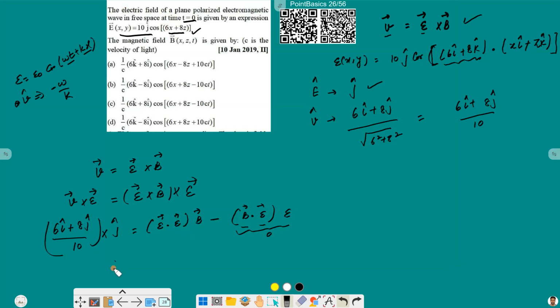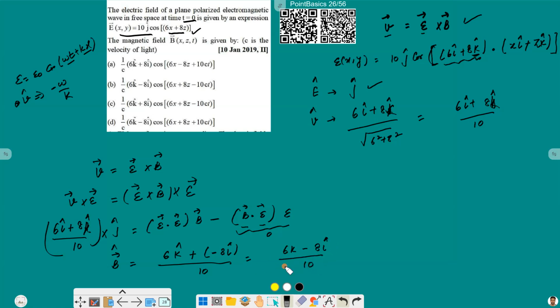So basically from this we will get that the b unit vector will be along 6 of i cross j, that will give us k, so 6 of k plus 8 of k cross j. Sorry, we made a mistake here, it was k, 8 of k, so it will be k here. Now k cross j will give us i with negative sign, so this will be negative 8 of i divided by 10, and this will basically be 6 of k minus 8 of i divided by 10.